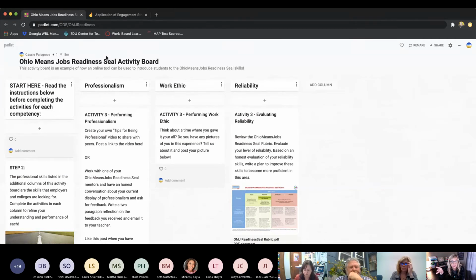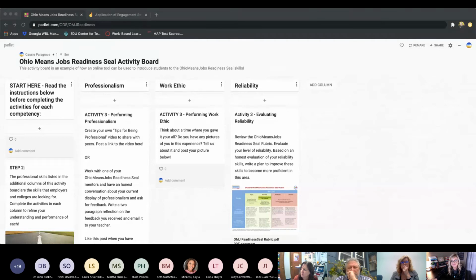So hopefully this is an example of how to boost student engagement by blending technology activities with real life activities in more of an asynchronous way for people to pace themselves as they go through the Ohio Means Jobs Readiness skills. This really is our employability skill platform, things that we know all students need to be able to practice and perform throughout their high school careers. So hopefully Padlet is also helpful for you as well.